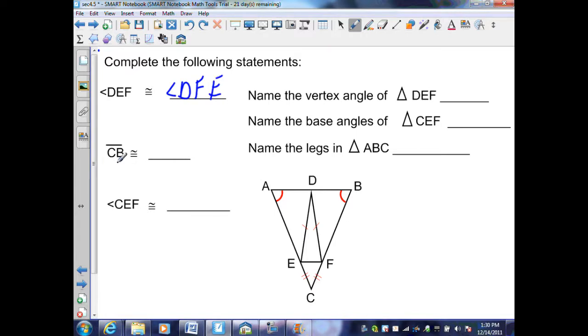Next, I have segment CB. Segment CB is the big triangle. I already know from the big triangle ACB that angle A is congruent to angle B. From the converse of the isosceles triangle theorem, it states that the sides opposite those angles are congruent. Therefore, I have segment BC congruent to segment AC.